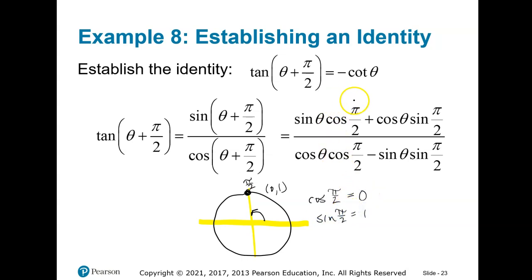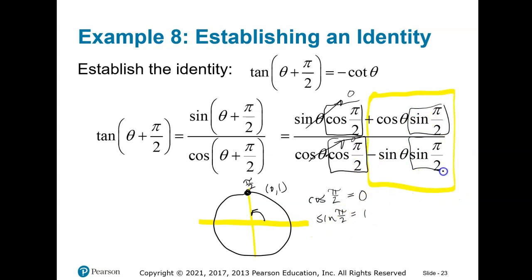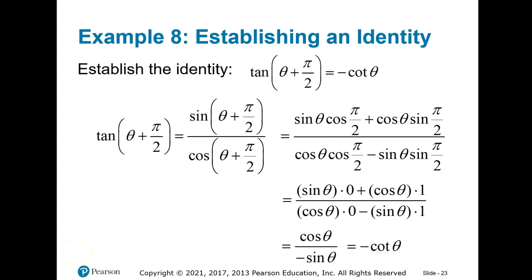So in this formula, everywhere I see a cosine of pi over 2, that's going to go away, and we're multiplying, so all of this will go to 0. All of this will go to 0. So everything in this problem comes down to this. Sine of pi over 2 is 1, so this is 1. This is also 1. So this is just positive cosine divided by negative sine, which is just the negative cotangent.